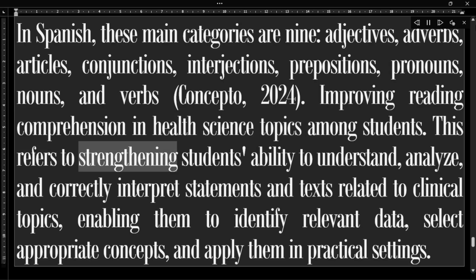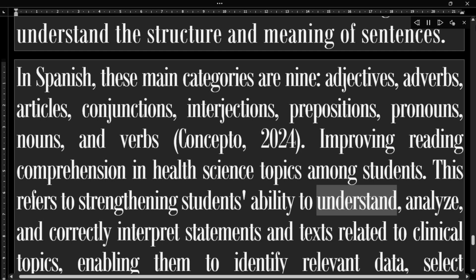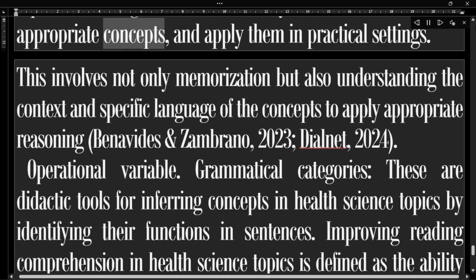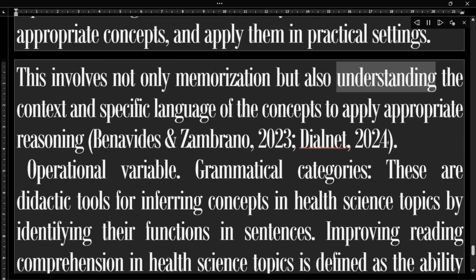This refers to strengthening students' ability to understand, analyze, and correctly interpret statements and texts related to clinical topics, enabling them to identify relevant data, select appropriate concepts, and apply them in practical settings. This involves not only memorization but also understanding the context and specific language of the concepts to apply appropriate reasoning. Benavides and Zambrano, 2023, DialNet, 2024.